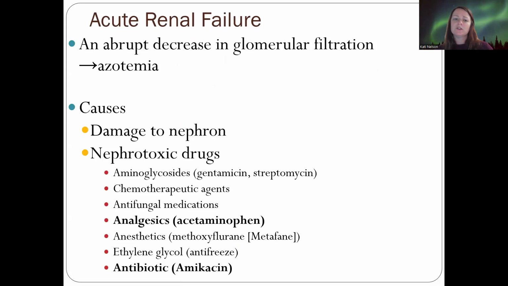So when you think of acute renal failure, it's going to be that decrease in glomerular filtration. We have that azotemia. The causes would be damage to the nephrons, right? Nephrotoxic drugs. Some drugs can be very toxic. Aminoglycosides, these are ones that we can see usually, depending on how often we need to use them. Chemotherapy is such a nightmare because you're trying to treat one thing, right? And you can cause other issues.